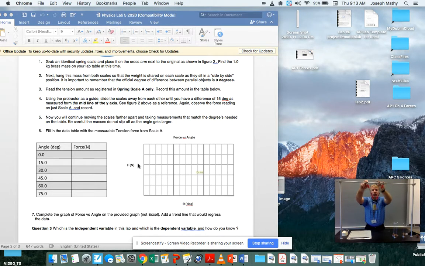Now we're going to go to 30 degrees. And I'm going to measure from the vertical. This is 30 degrees from here to here. 30 degrees from here to here. Okay, that's 30 degrees. We look at the reading, we put it on our data table. We then move to 45 degrees. What's the tension doing? Is it going up? Is it going down? Is it staying the same?